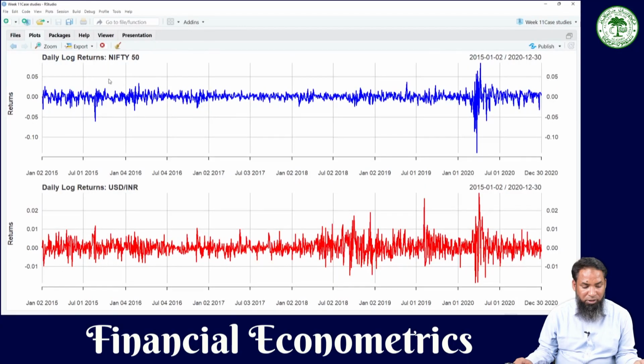This is the daily log return of the Nifty 50, and this is the daily log return of the exchange rate, and we have the data from January 2015 to 3rd December 2020, and this is the overall view. So these are basically examples of the volatility clustering we have at a lot of places there.